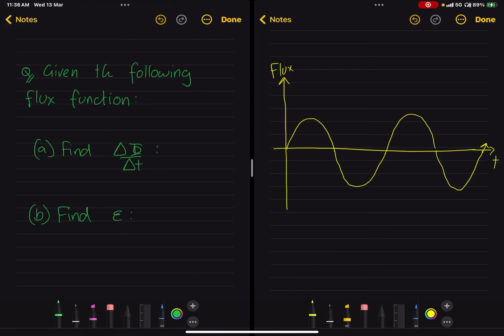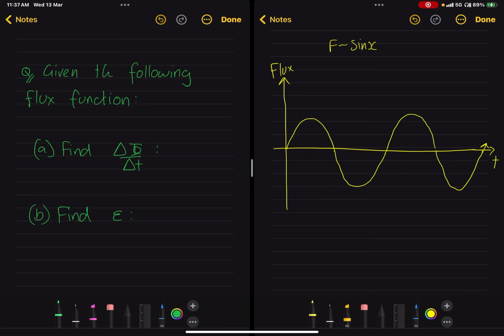Okay, so let's take a look at another electromagnetics question. We are told, given the following flux function, as presented on the right, to A, find del flux del time, and then B, find the induced EMF. So this flux function, it's pretty much a sine function, right? So the flux function in this case is pretty much sine of x.